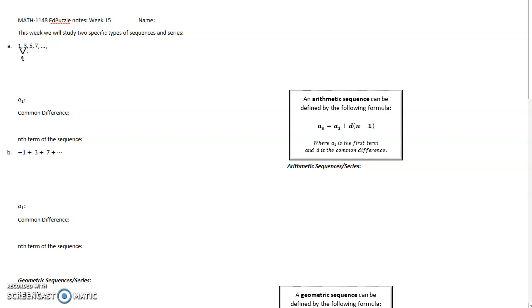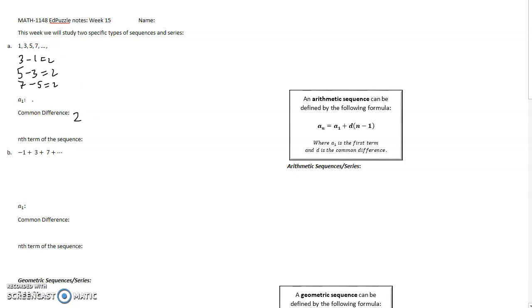1 plus 2 is 3, 3 plus 2 is 5, 5 plus 2 is 7, and so on and so forth. We call this common thing that we are adding a common difference. And how we calculate a common difference is just by subtracting any two sequential terms. So if I take 3 and subtract 1, I get 2. 5 minus 3 equals 2. And finally 7 minus 5 also equals 2. So our common difference here is going to be 2.